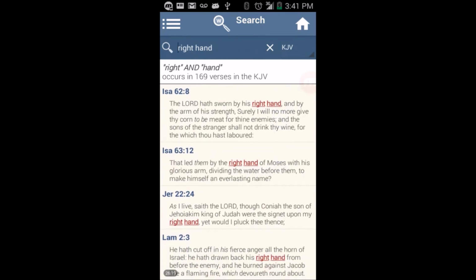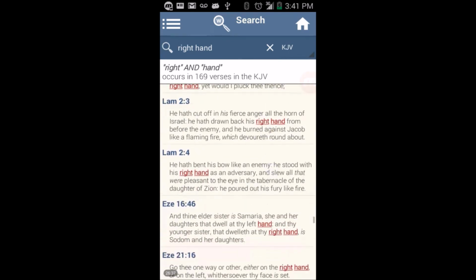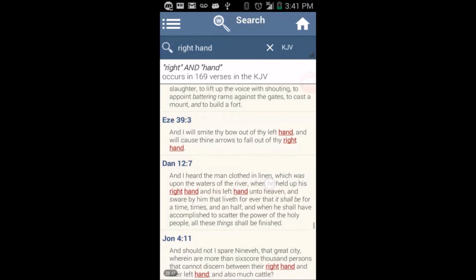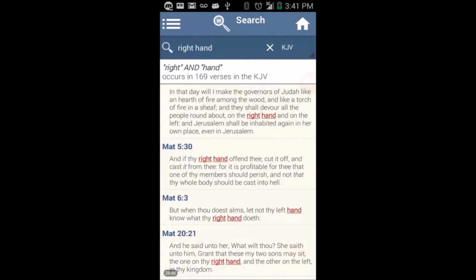See Isaiah 63:12, that led them by the right hand of Moses, with his glorious arm, dividing the water before them to make himself an everlasting name. See, because that's talking about the history of the Israelites coming out of Egypt, passing through the Red Sea. So usually when you see the right hand, man, that's in reference to Israel. Anything that's dealing with the right hand, 9 times out of 10, man, is in reference to Israel. All right?